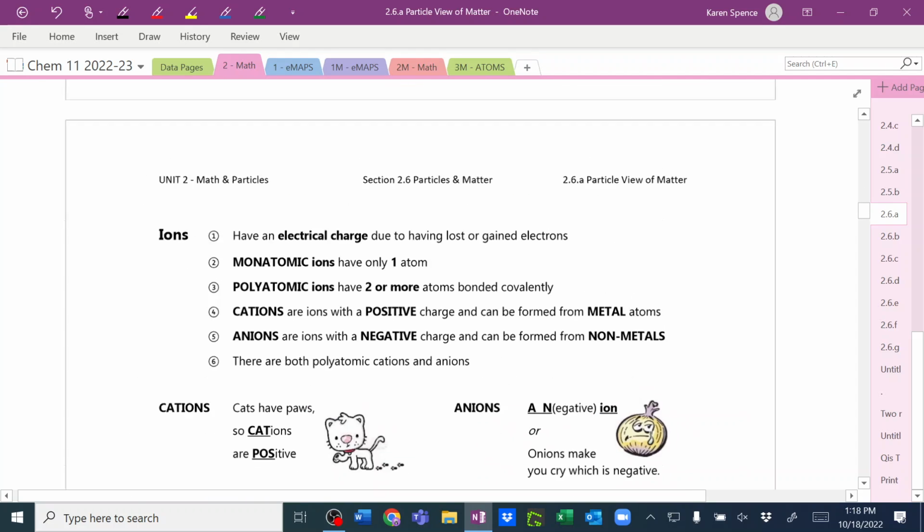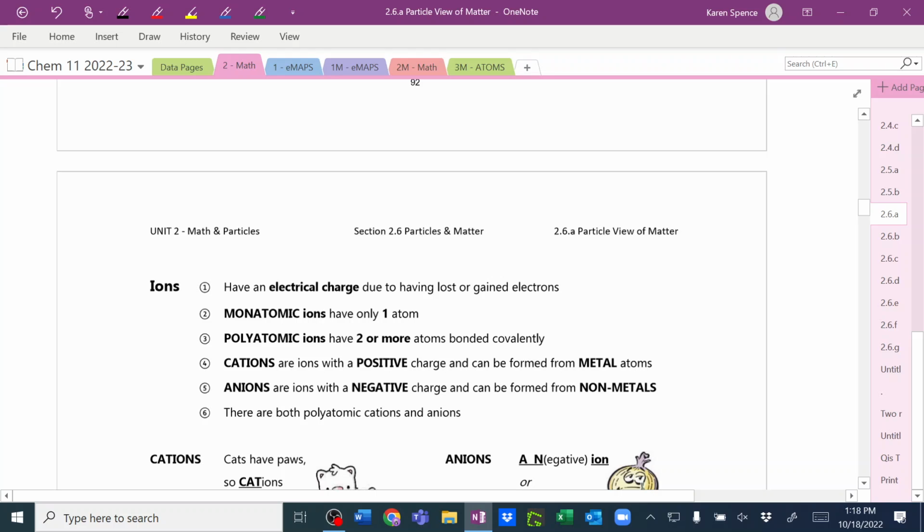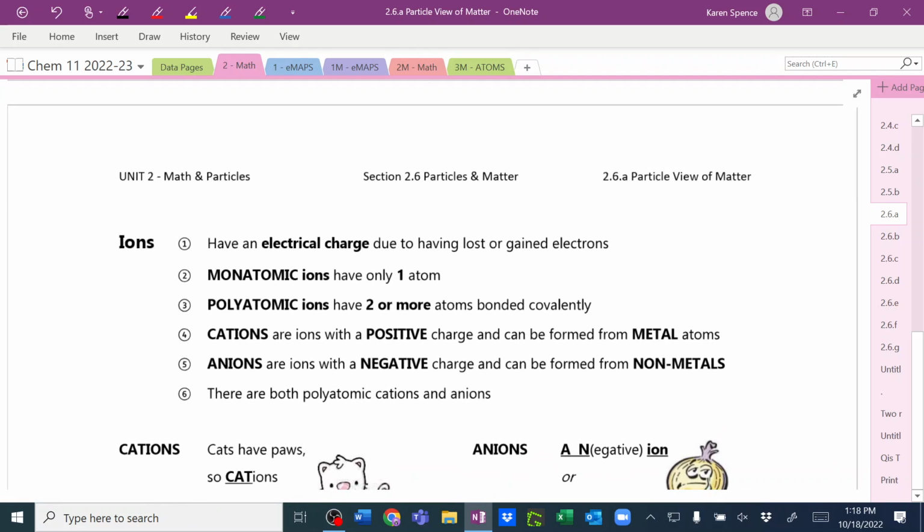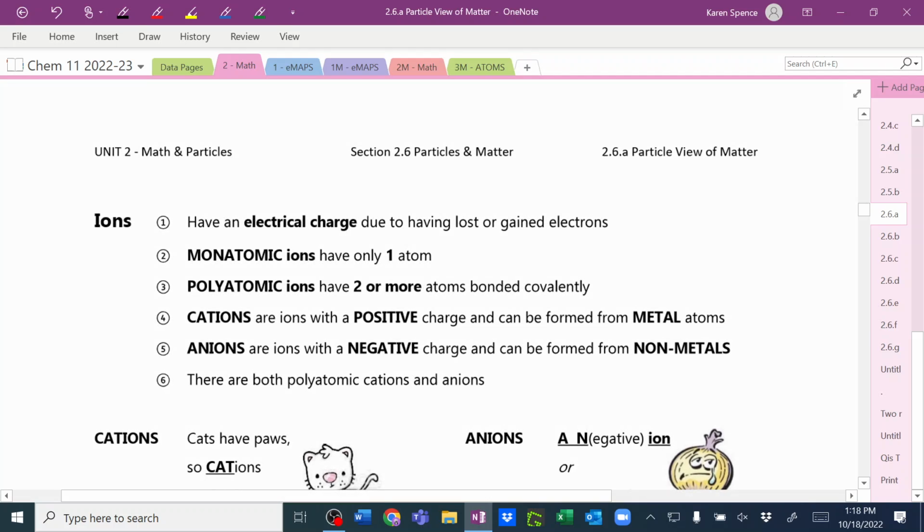Okay, ions. So we've done atoms, we've done molecules, and now we are moving on to ions. Ions actually never, ever, ever exist on their own. They always exist as a part of an ionic compound.